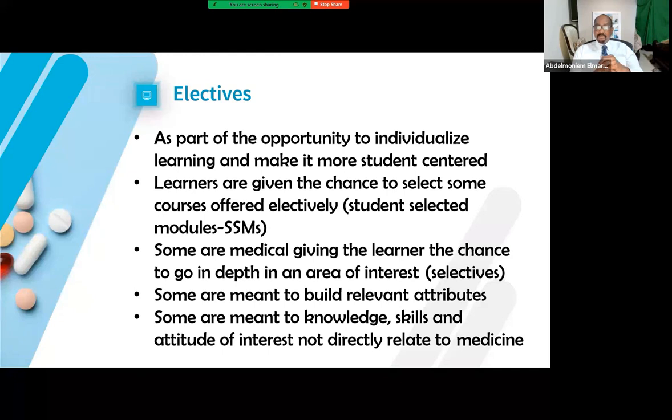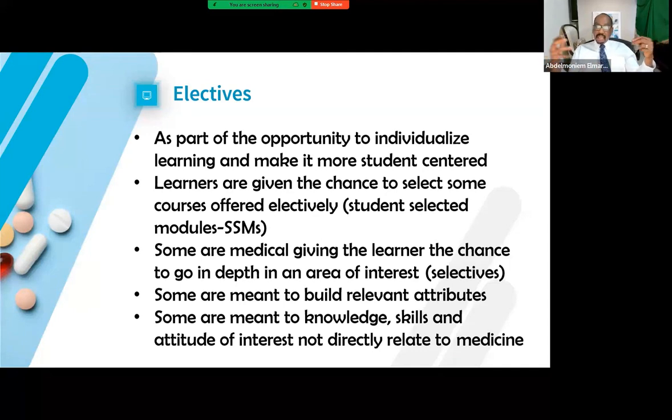These also make the learning more individualized and student-centered. Some are medical, giving the learner the chance to go in depth in an area of interest, and we call them selectives, because they are medical. Some are meant to build attributes relevant to clinical practice, for example health management. It could be an elective, but it is relevant.